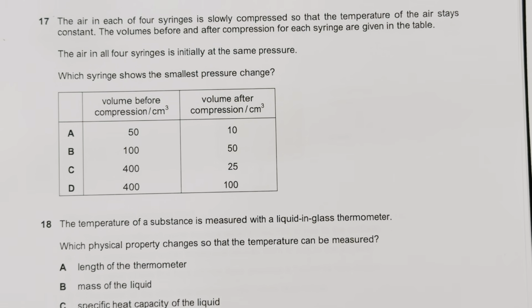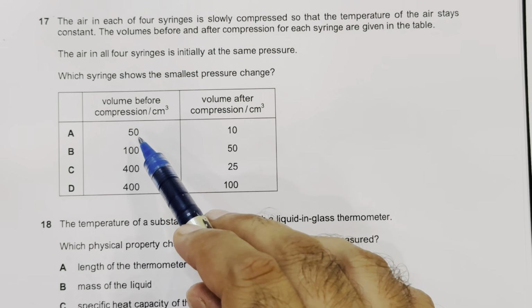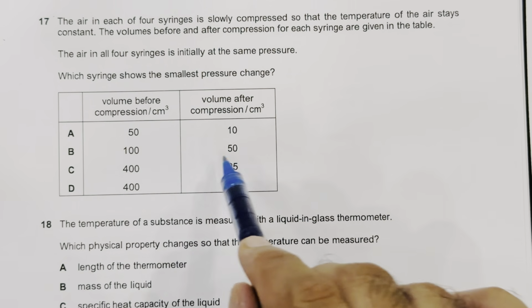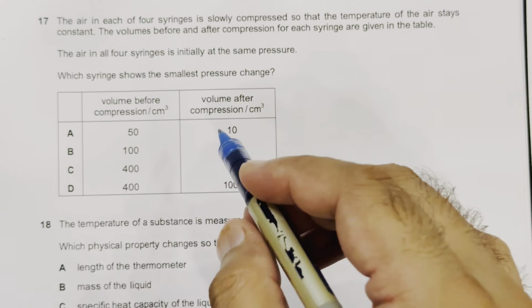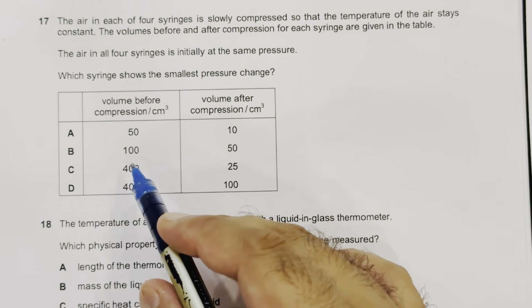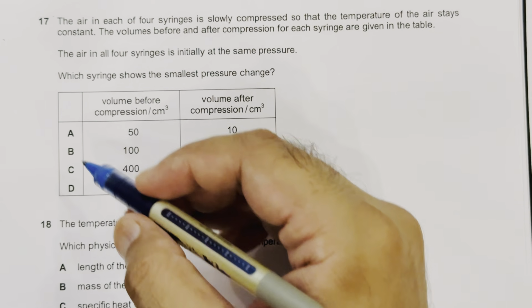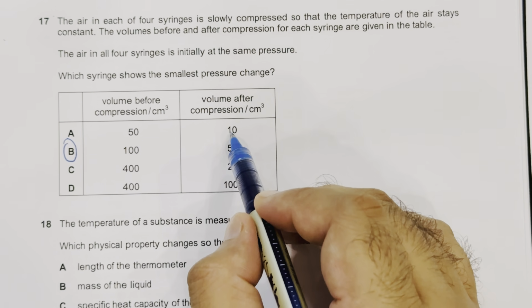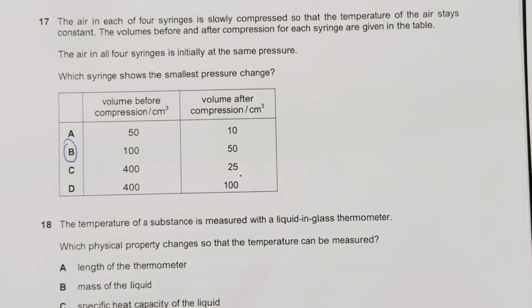So we can see that the change over here is 4 times, the change over here is 2 times, yeah, half. Here the change is the biggest. So option number A, C and D all have the biggest change, but volume before compression is only half of it. So option number B is the right answer. Over here the change is more than half, over here the change is also more than half, over here the change is also more than half. So option number B is the right choice.